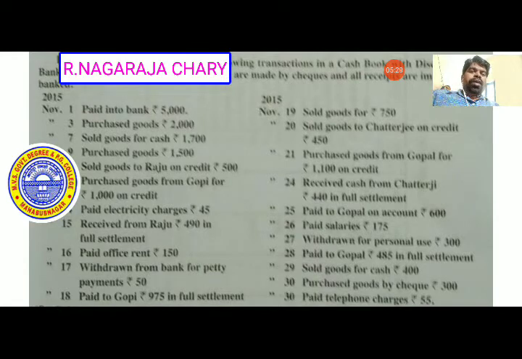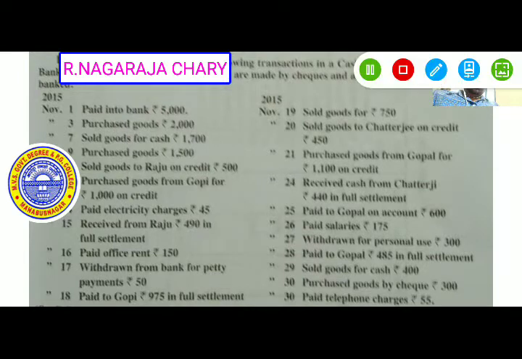So, wherever we have cash transactions, those transactions are to be recorded in the cash column or bank column. The other side, meaning credit transactions, are to be ignored. Credit transactions are to be ignored, that you have to keep in mind. So, let us see one by one.